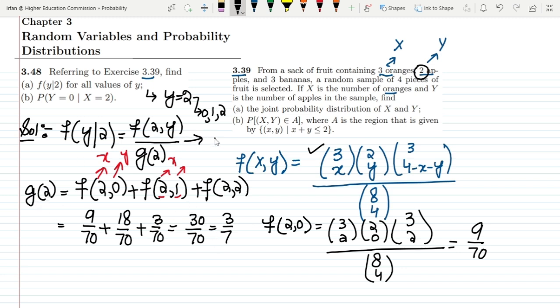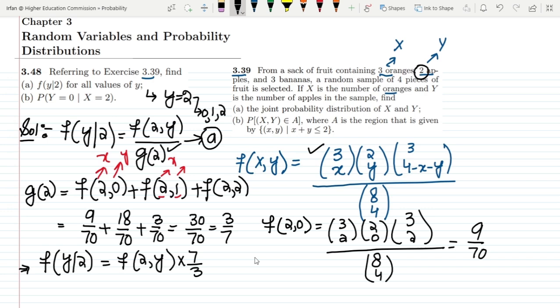Using this equation, let me call it equation A, and putting this 3 by 7 over here, I will get f of y given 2 is equal to f of 2 y multiplied by 7 by 3. Okay, so these are all the values which we had to find out.